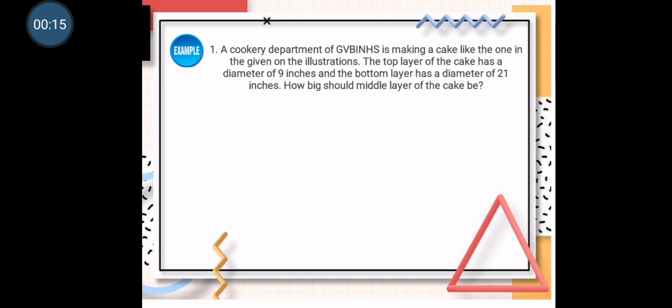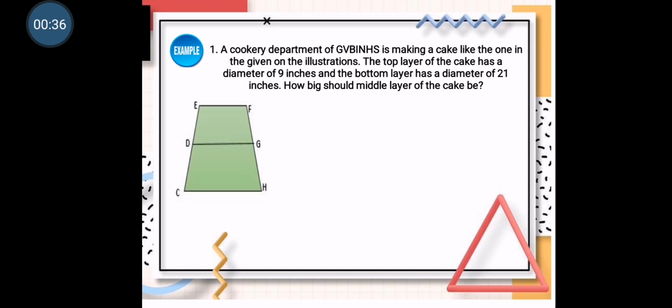So, example number 1, a cookery department of General Vito Bellarmino Integrated National High School is making a cake like the one in the given illustrations. So, the top layer of the cake has a diameter of 9 inches. And the bottom layer has a diameter of 21 inches. How big should the middle layer of the cake be?